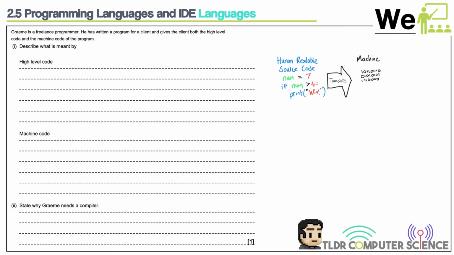So describe what is meant by high-level code. Who is high-level code aimed at? High-level code is written and aimed at humans. So it's orientated for humans, as opposed to, of course, machine code, which is written so that the CPU, so the processor understands. What else? Well, it contains words close to English in a natural language.